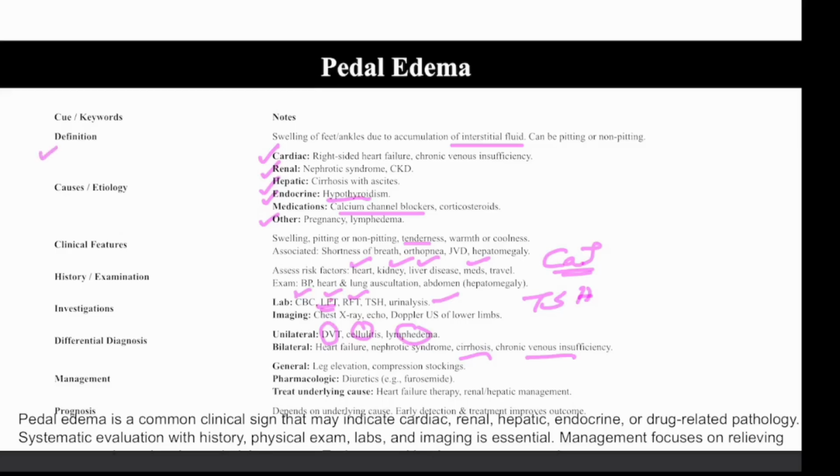So management depends upon the underlying cause. Treatment, again, if it is due to a drug problem, we stop the drug, then think about the underlying disease and manage it. So today we have discussed the definition, what is pedal edema, what are the common causes, what are the clinical features, history and examination, main investigations, differential diagnosis, and prognosis. Prognosis, of course, depends upon the etiology.